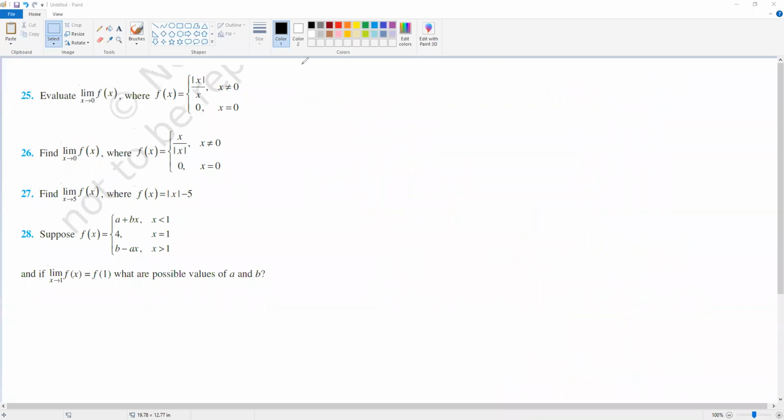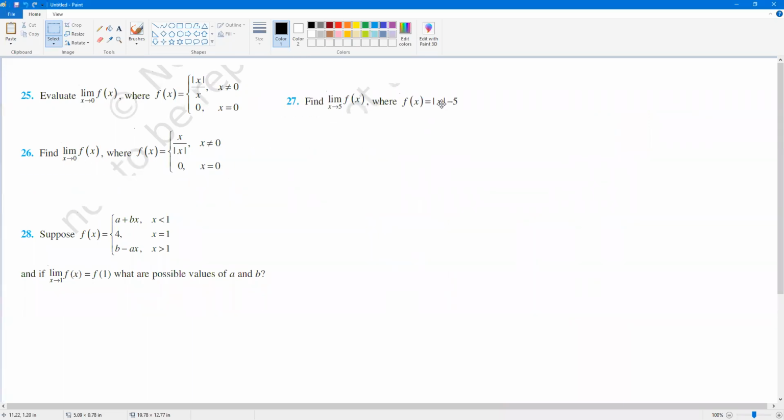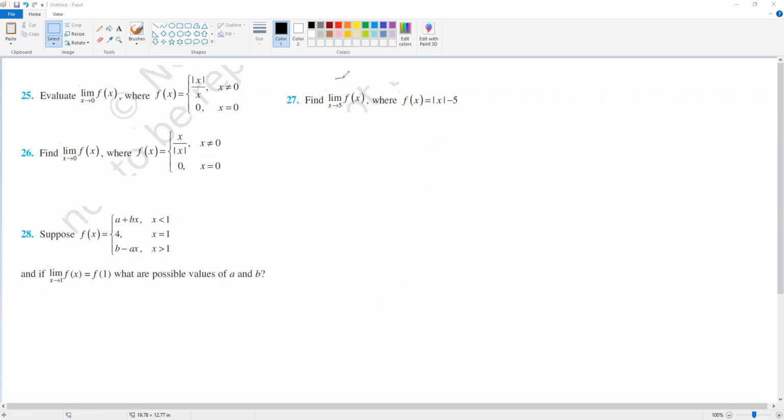The same way you can do question number 27 also. So see, we have to find the limit of that function as x approaches 5. You can see f of x is equal to modulus of x minus 5. But you can divide it like this. With mod x we can't define it. So when x is greater than or equal to 0, mod x is x, so it is x minus 5.